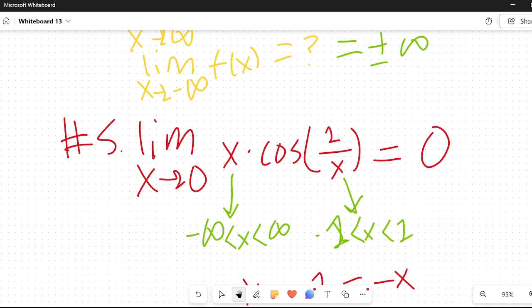Of course, there will be tons of practice for squeeze theorem on the homework itself, so no need to sweat if this doesn't make sense.